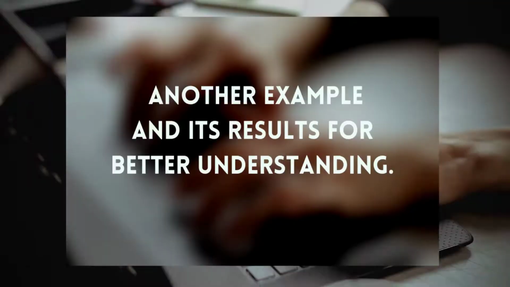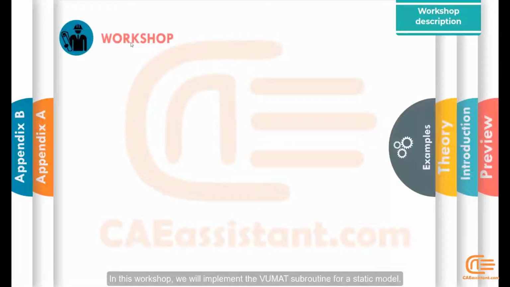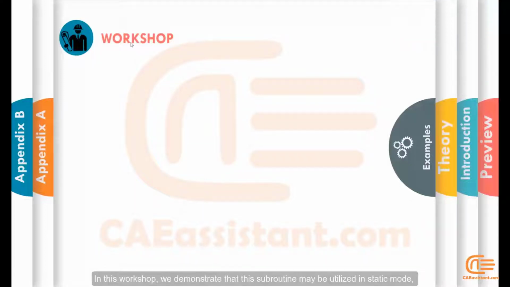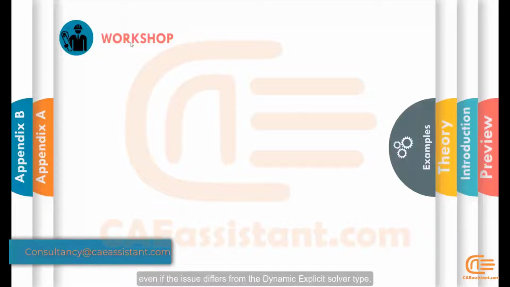Okay, now let's see another example and its results for better understanding. In this workshop, we will implement the VUMAT subroutine for a static model. We demonstrate that this subroutine may be utilized in static mode, even if the problem differs from the dynamic explicit solver type.